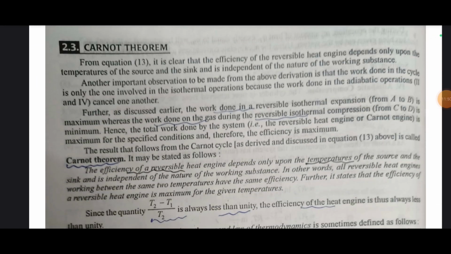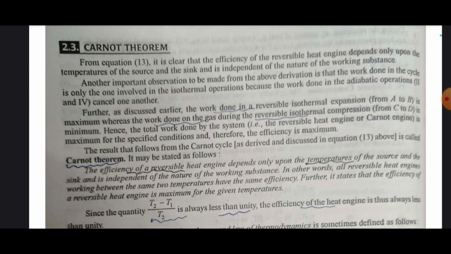Carnot theorem. From the equation, it is clear that the efficiency of the reversible heat engine depends only upon the temperature of the source and the sink and is independent of the nature of the working substance. Another important observation to be made from the above derivation is that the work done in the cycle is only the one involved in the isothermal operation, because the work done in the adiabatic operations cancel one another.